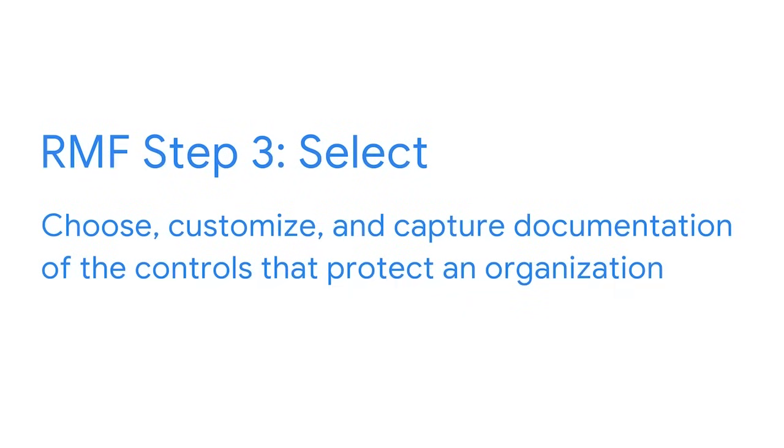Step 3 is select. Select means to choose, customize, and capture documentation of the controls that protect an organization. An example of the select step would be keeping a playbook up to date or helping to manage other documentation that allows you and your team to address issues more efficiently.